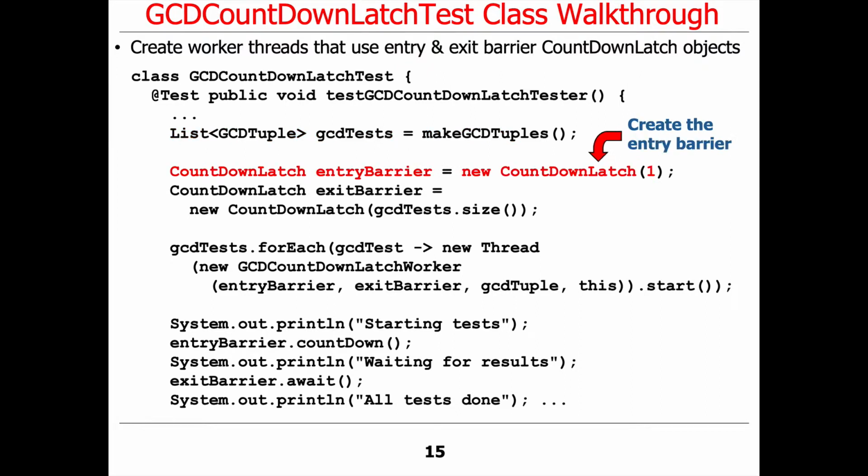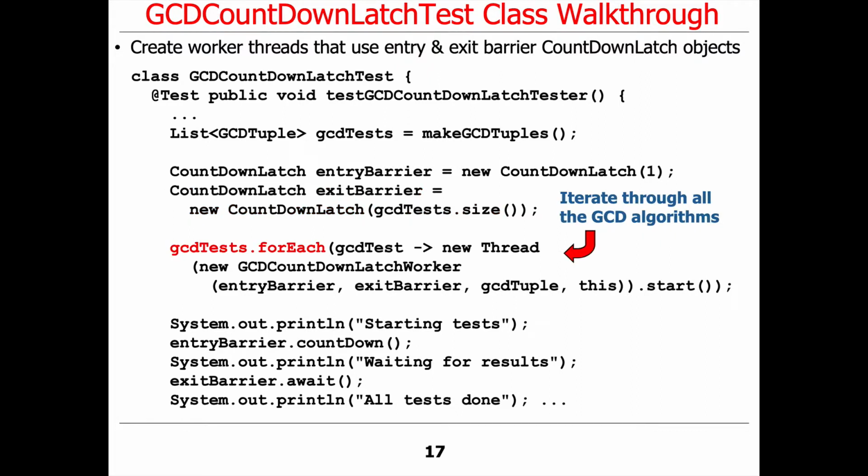We then create an entry barrier, which starts out with a CountDownLatch value of 1, and the main thread's going to use that in order to tell the other threads that they can continue. We then create an exit barrier, and this is used by the main thread to wait for all the threads running in the background to finish. And because we're going to have 4 tests in our GCD test list, the GCDTest.size method will indicate the size, or the count, of that CountDownLatch for the exit barrier.